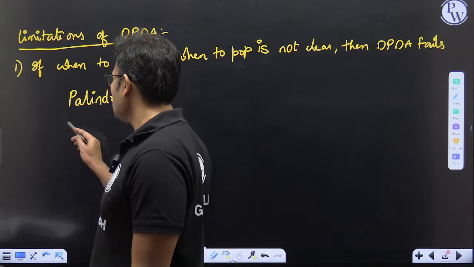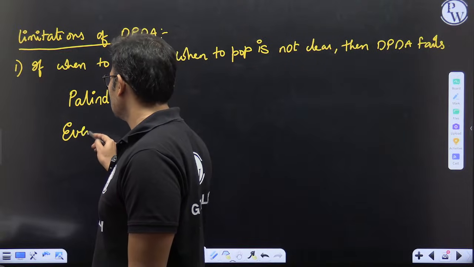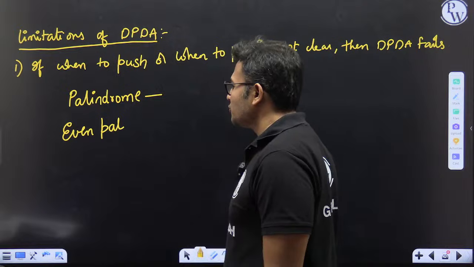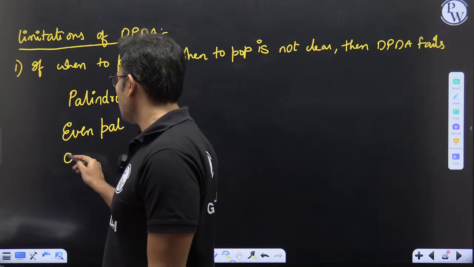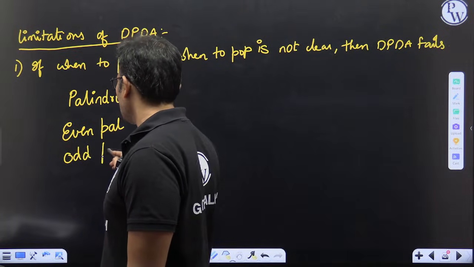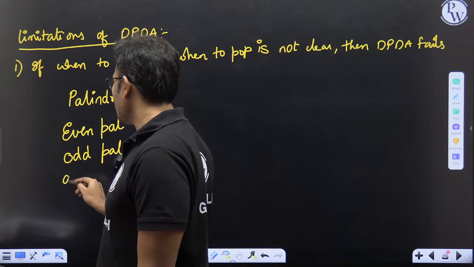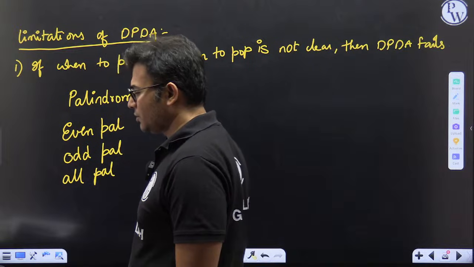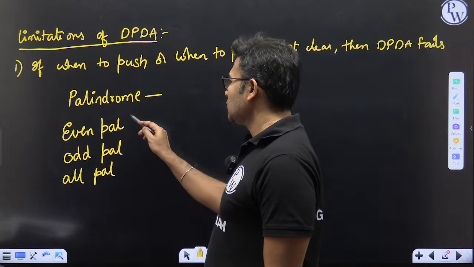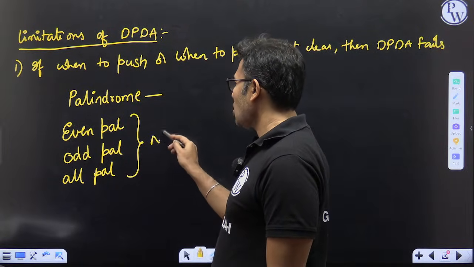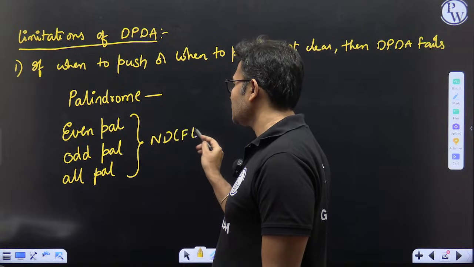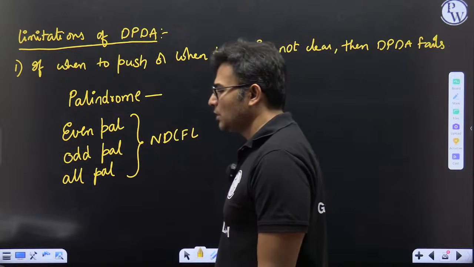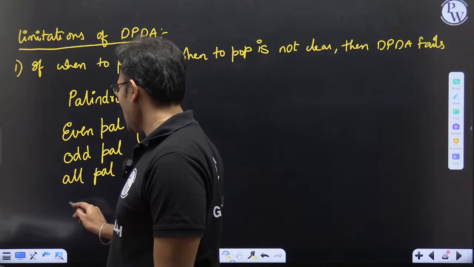So you can say even palindromes, okay? Even palindromes, we don't know when to push, when to pop. And odd palindromes, we don't know when to push, when to pop. And all palindromes. Very good, Roshan. Except hash palindromes, right? So all these fall under non-deterministic context-free languages because the deterministic pushdown automata does not know when to push and when to pop. Only the hash palindrome is different.